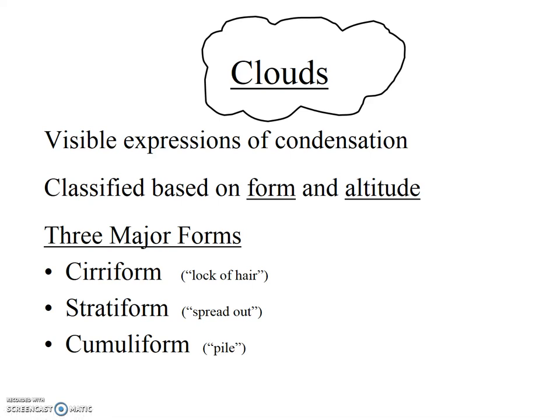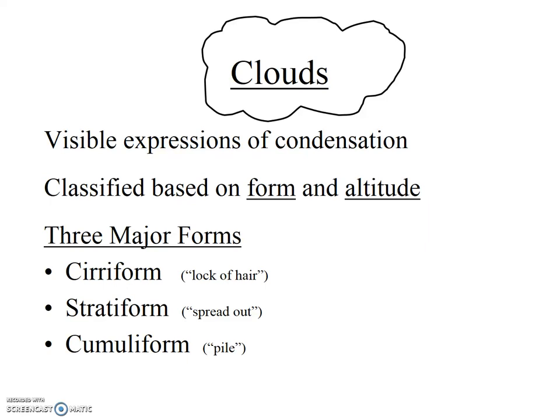Stratiform clouds are quite different. They tend to be lower altitude clouds, and they may cover the entire sky. They may not have a beginning or an end. And here the name stratiform comes from the Latin for spread out. We tend to get a lot of stratiform clouds here in the wintertime.